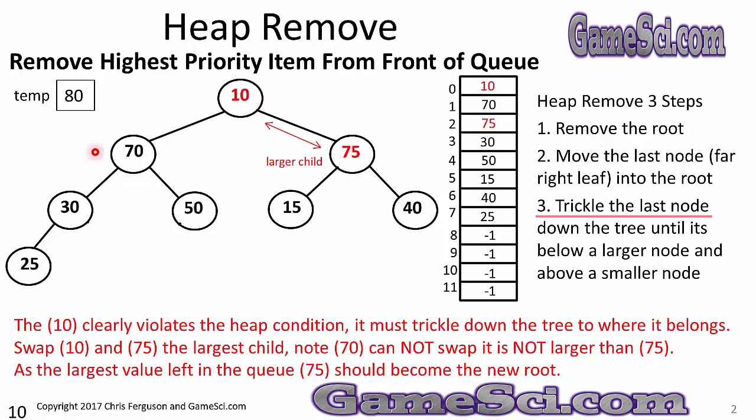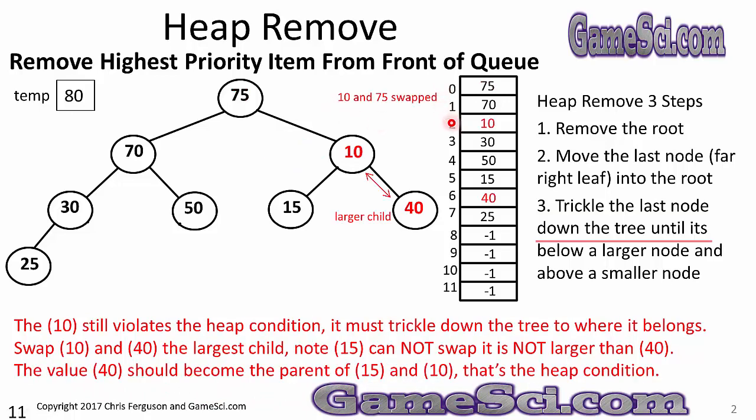75 is larger than 70, so I'll compare 10 to 75. Swap 10 and 75, the largest child. Note, 70 cannot swap. It's not larger than 75. What would happen if we move this 70 up to here? This 70 would violate the heap condition because it would be the parent of 75. So 75 is the one we have to compare, the larger of the two children. As the largest value left in the queue, 75 should become the new root.